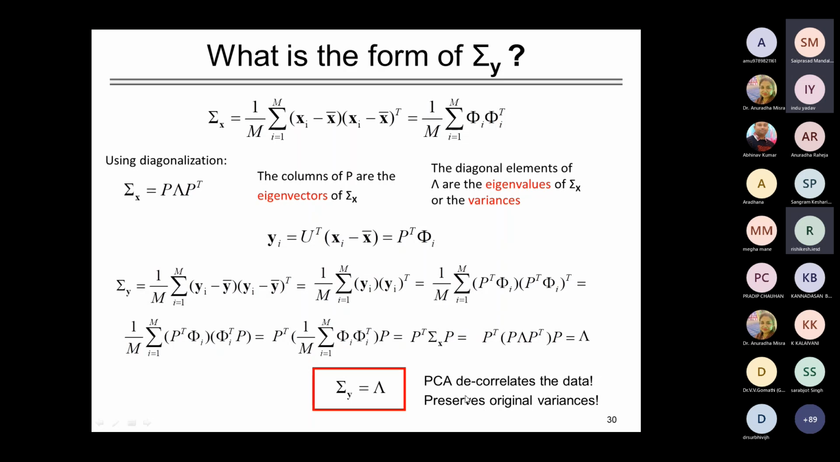So PCA decorrelates the data and preserves original variances.